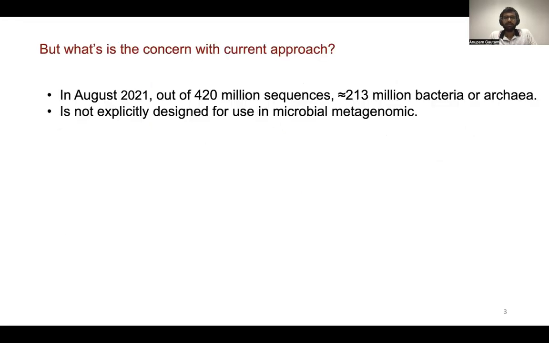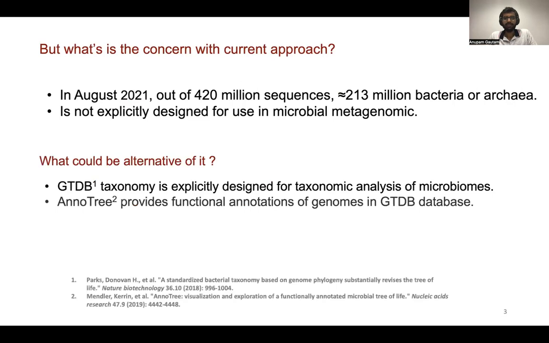So what's the concern with the current approach? When we started this project in 2021, the NCBI-NR at that time used to have around 420 million protein entries. Out of them, only around 213 million belong to bacteria or archaea. Also, NCBI-NR taxonomy is not explicitly designed for microbial-based metagenomics.